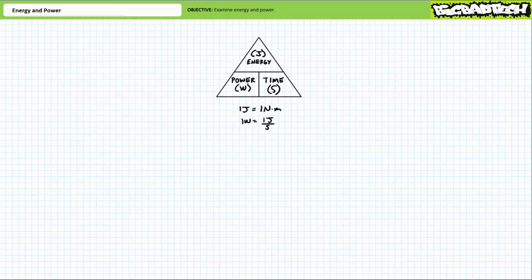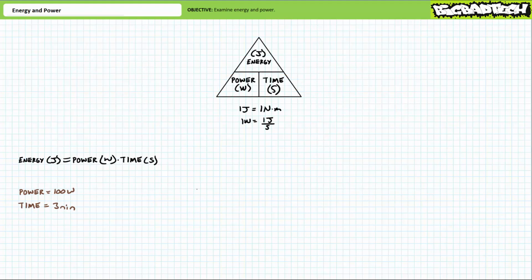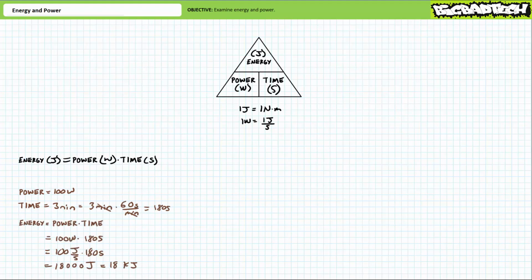Let's try a couple simple illustrated examples. Energy is power times time. Let's say you used a 100-watt device for a total of 3 minutes. 3 minutes is 180 seconds. This device would have consumed 100 watts or 100 joules per second times 180 seconds, or 18,000 joules, or more appropriately, 18 kilojoules of energy.